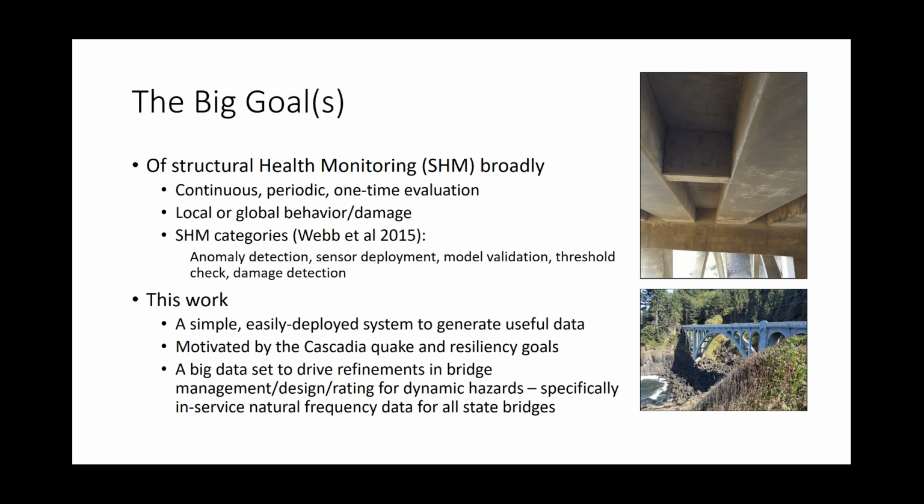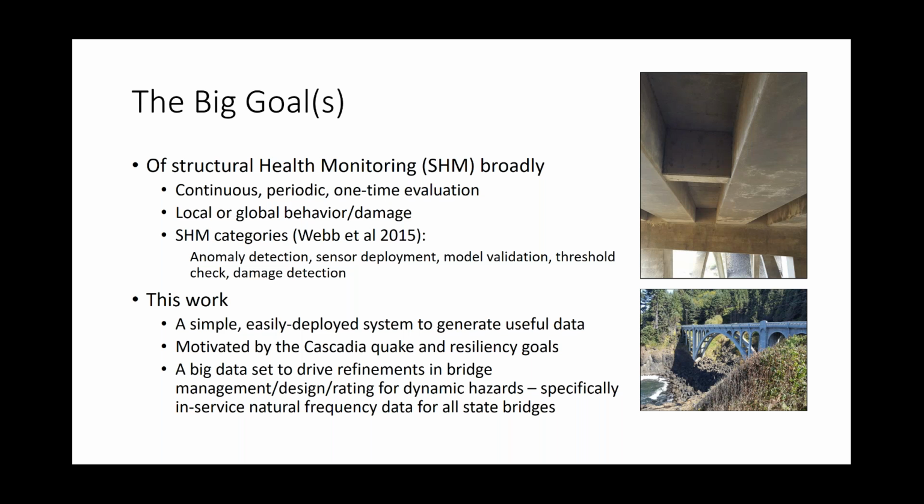So with that kind of background, the work that I've been doing with a small team of graduate students here is to develop a simple, easily deployed system that generates useful data and ideally generates a very large data set. So a lot of this is motivated by the Cascadia Subduction Zone earthquake that has a likelihood of occurring in the next 50 years, about 30% likelihood. And the expected damage from that and kind of focusing on resiliency and how we rebound from that event. That definitely motivated me to look at this.